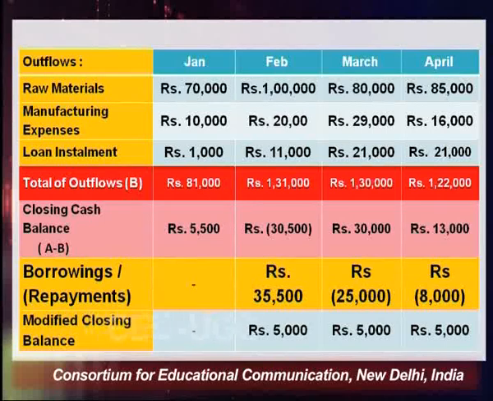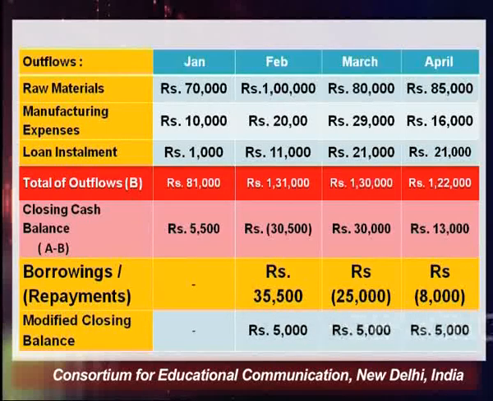86,500 was my total of inflow. Outflow is 81,000. So we got 5,500 rupees as my closing balance. So in this month, there is no borrowing required. The same process we have to follow for every month, but we have to remember, my dear students, that there has to be a minimum balance of rupees 5,000. Every month you have to maintain a minimum balance of 5,000 rupees.